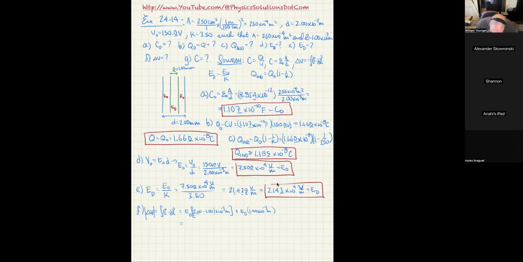So in this case, I'm going to get 7.5 times 10 to the fourth volts per meter times 1.00 times 10 to the negative third meters plus the electric field in the dielectric, 2.143 times 10 to the fourth volts per meter, times 2.00 times 10 to the negative third meters, and this should come out to 96.4.